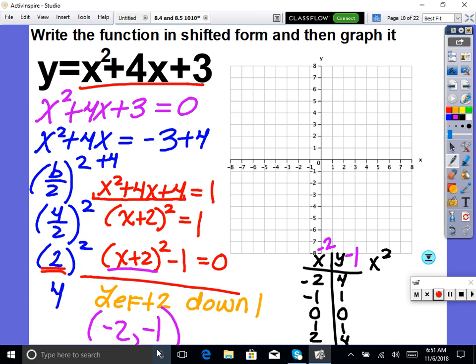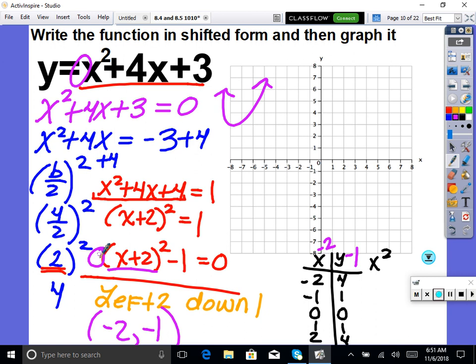Everybody, is it a maximum vertex? Because they're going to ask you this on the homework, or a minimum? Yeah, it's a min because it's a smiley face, right? It's a positive in front. A positive in front, so it's a smiley face. So you're right, our vertex is a minimum value, a low point.